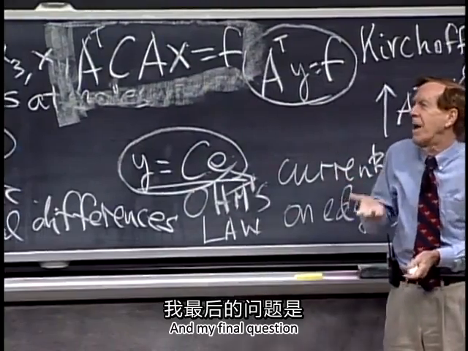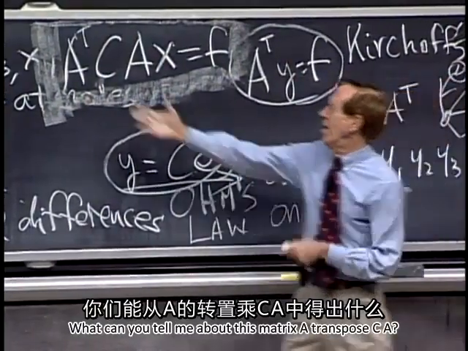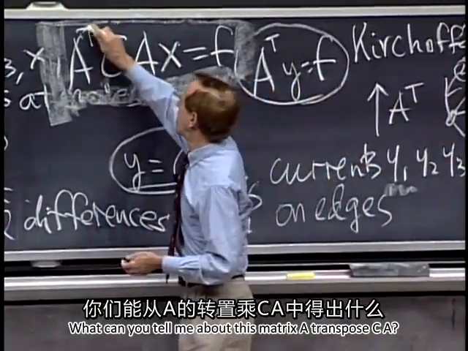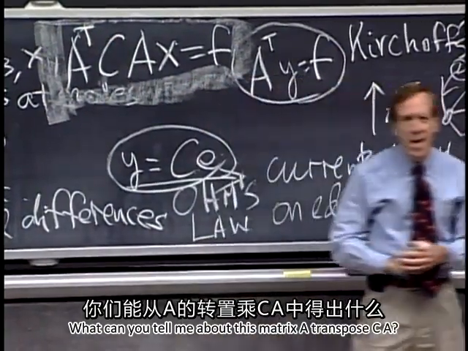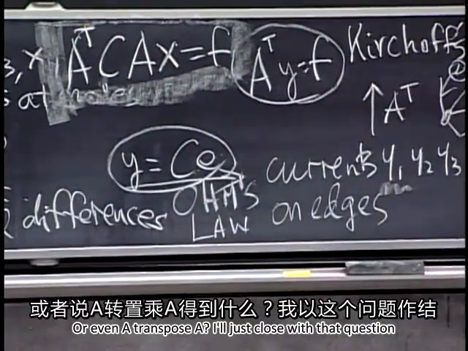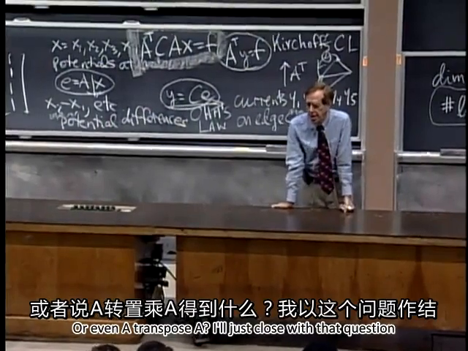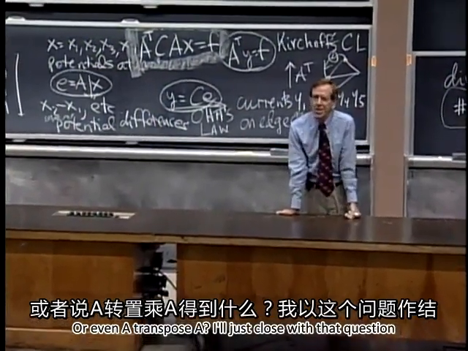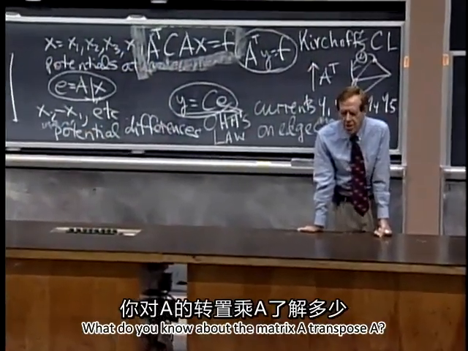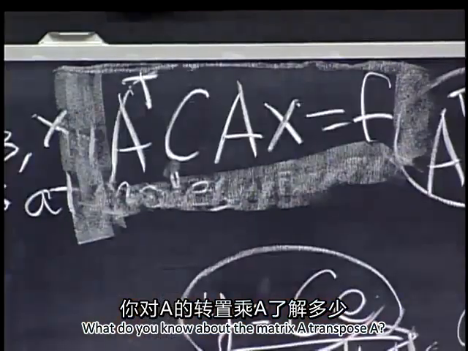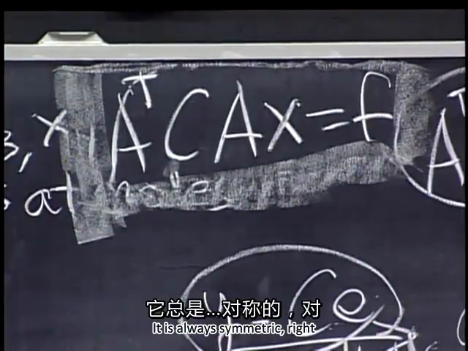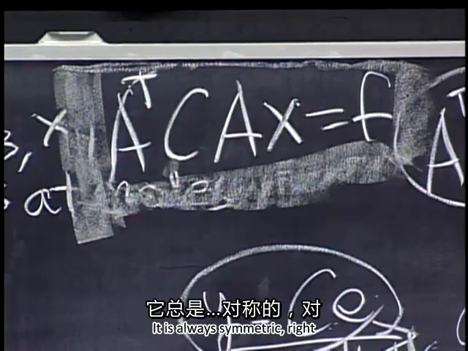And my final question, what can you tell me about this matrix A transpose CA? Or even A transpose A? I'll just close with that question. What do you know about the matrix A transpose A? It is always symmetric. Right.